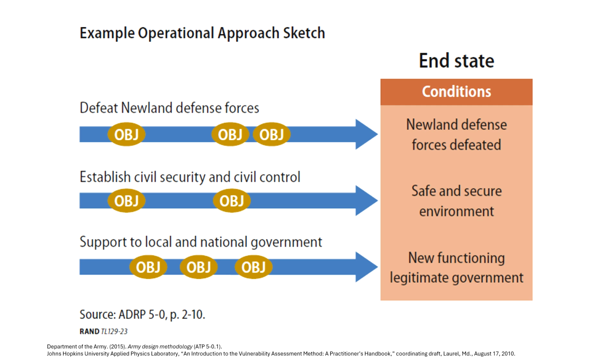Objectives align along lines of effort to move the campaign toward the end state: defeat Newland's defense forces, establish security, and support a legitimate government. Blue arrows represent either lines of operation or lines of effort, depending on whether geography or logic guides sequencing. Along each line, objectives are stacked in time and purpose. Defeating enemy forces requires coordinated combat operations. Civil security focuses on law enforcement and stability tasks. Supporting governance includes enabling legitimate institutions and services. This structure links tactical actions to strategic outcomes, helping commanders synchronize efforts and maintain focus across the campaign.